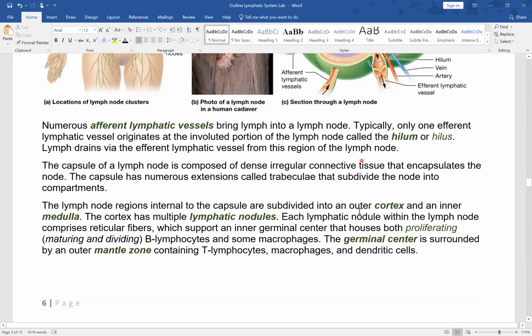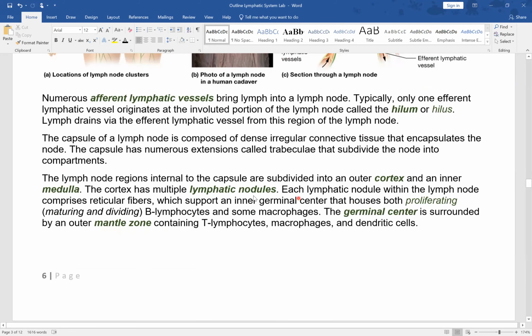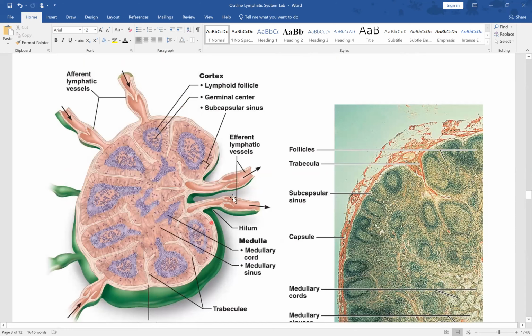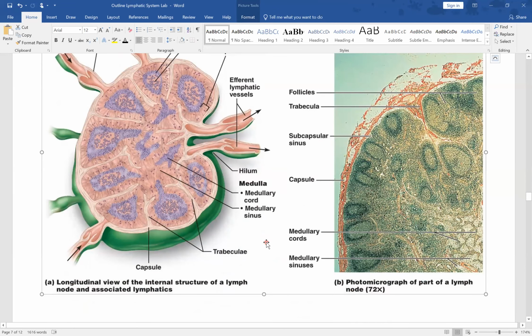Which is kind of what I just mentioned here, lymph nodules, but this is just another picture. See, it says afferent vessels. Now this one's got a couple leaving. These are efferent. Lymphoid follicle, germinal center, this is the cortex area. This in the middle would be the medulla. And the capsule's the outside part.